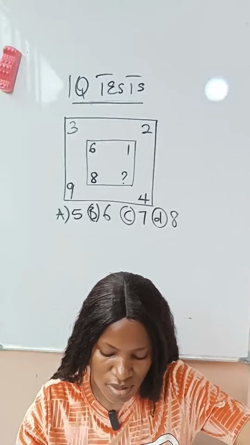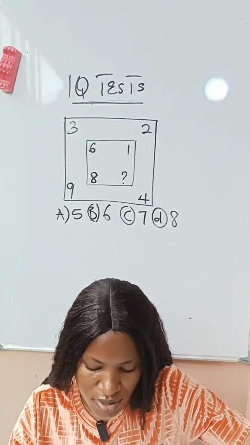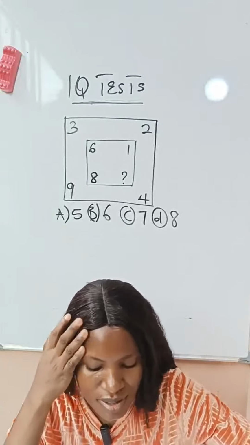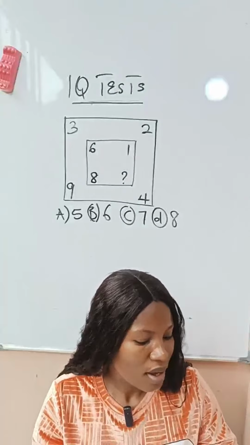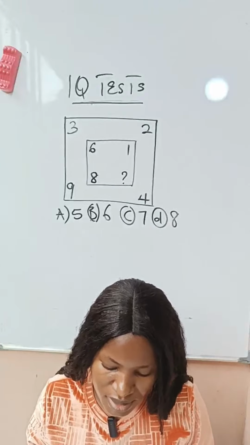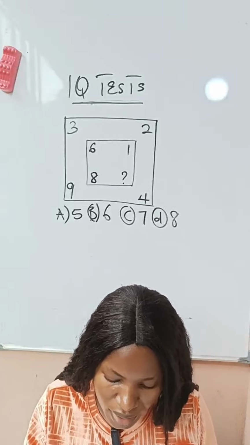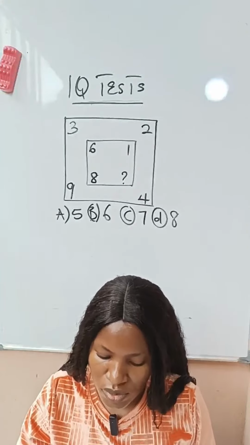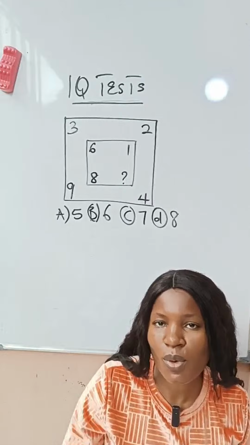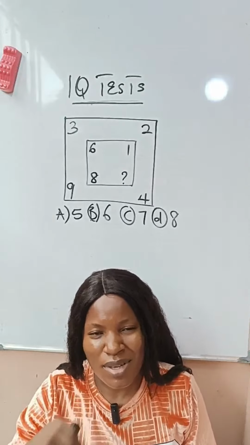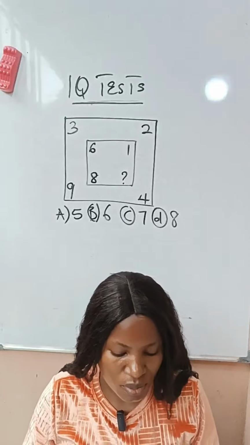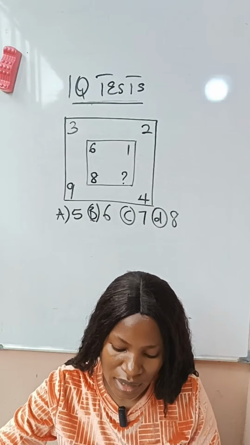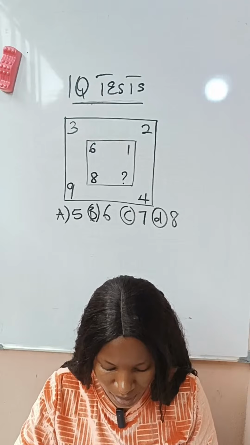So let's go, friends. We have a square or a rectangle inscribed inside another rectangle, and we are asked to find the missing number. We have 3, 2, 9, 4 in the first rectangle, and we have 6, 1, 8, and then a missing number in the second rectangle.